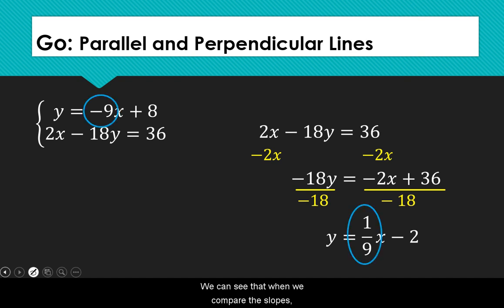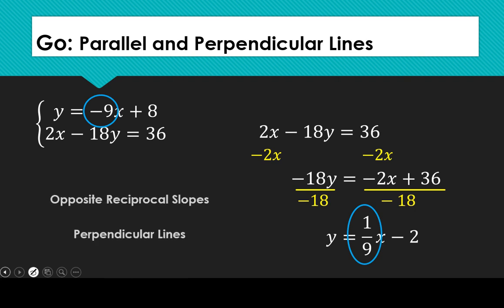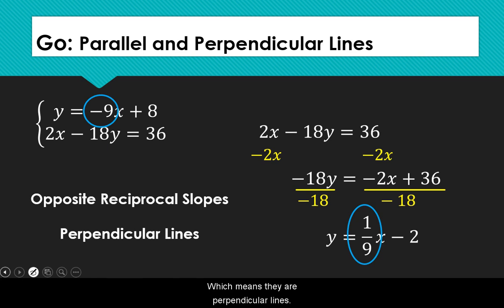We can see that when we compare the slopes, the slope of the first equation is negative, the slope of the second equation is positive, so they are opposites. The slope of the first equation is 9, or 9 over 1, and the slope of the second equation is 1 over 9, or 1/9, which is the reciprocal of 9. So they are opposite and they are reciprocal, which means they are perpendicular lines.